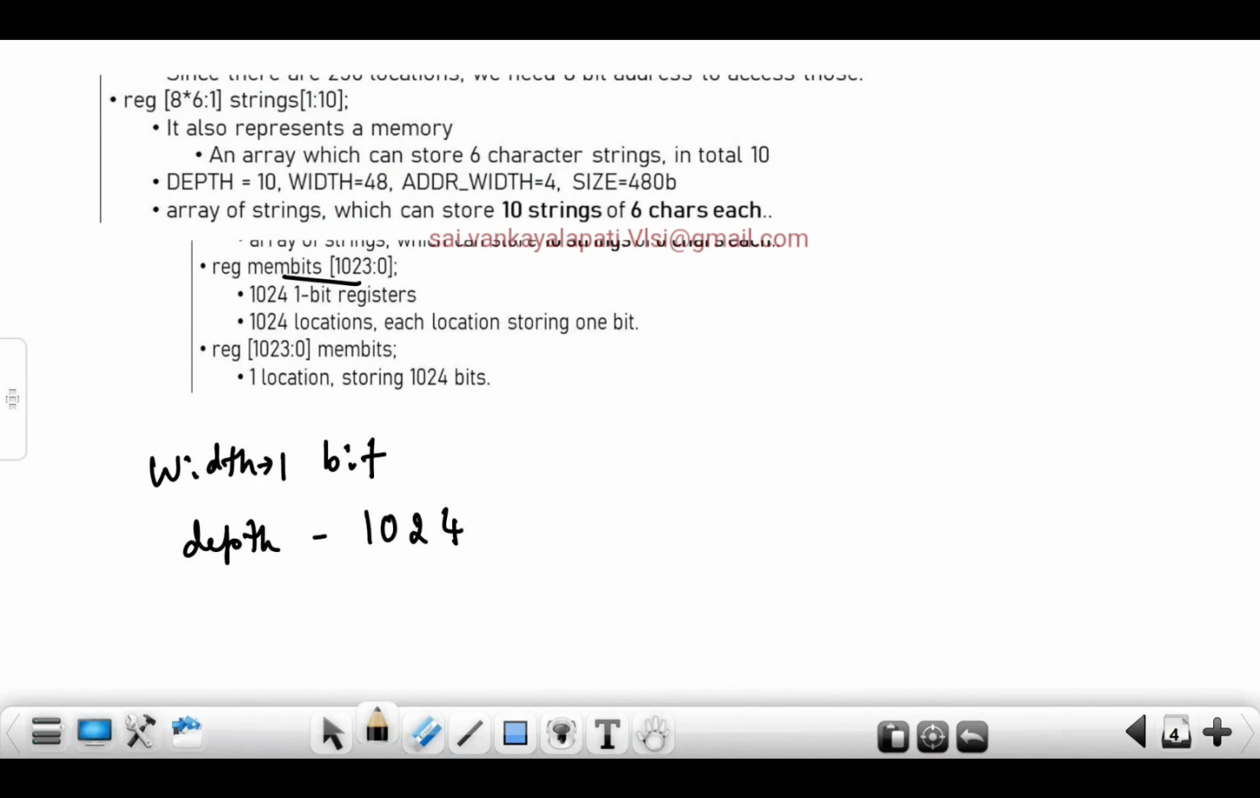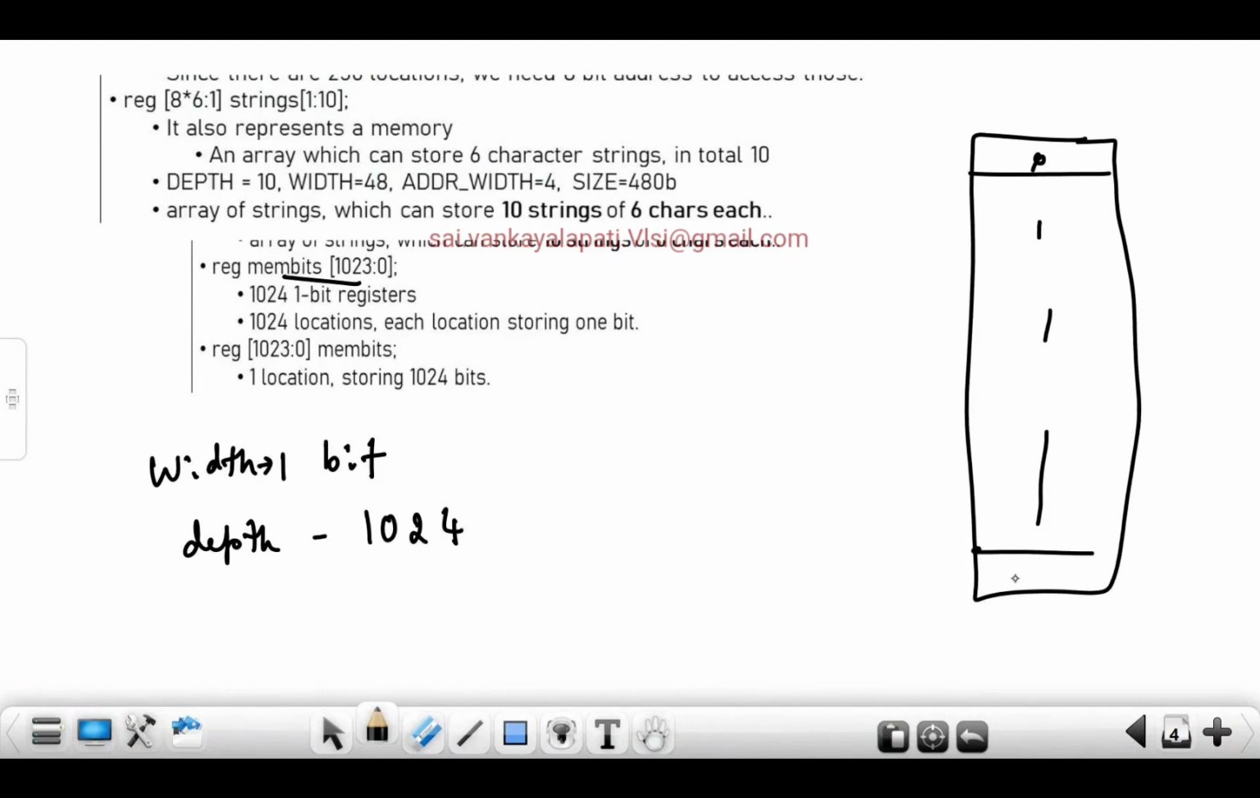What about the second example? What is the second example? There is only one location. Memory bit is only one location. In one location, how many bits are we storing? 1024. Now the first example, if I write the memory, this is nothing but 0 to 1023. In each one, how many bits are we storing? Only 1 bit. In each location we are storing only 1 bit. This is example one.